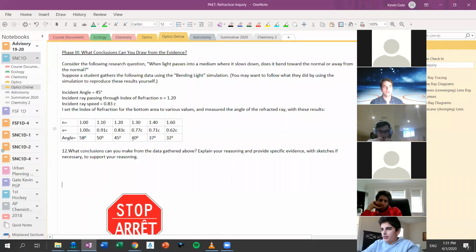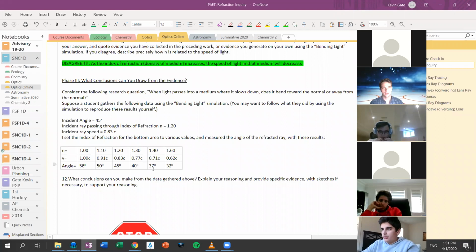So let me clarify, Christian. Are you referring to the chart in phase 3? Yeah, that one. Okay, so this is the initial incident ray. So this is telling you what the angles are for the incident ray, and then this is telling you what the indices of refraction are for the bottom area. So the indices of refraction for the top area remains constant at 1.2, and then you adjust the indices of refraction for the bottom area, and what that does is it changes the speed of light in the bottom medium, and then as such, it has an impact on the angle of refraction. So that's the angle of refraction.